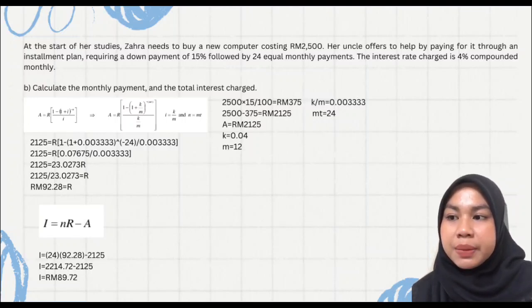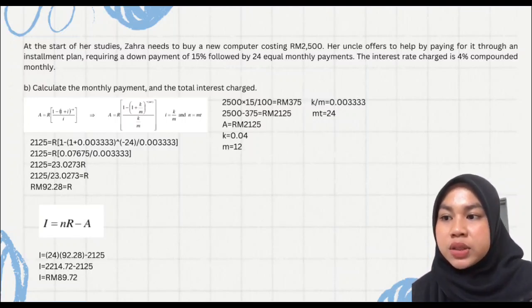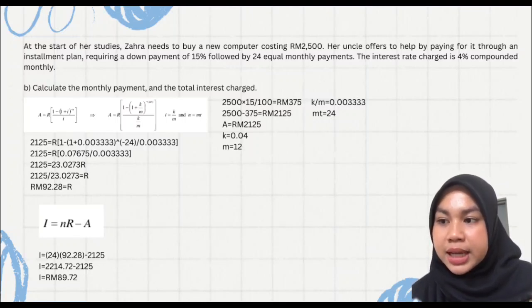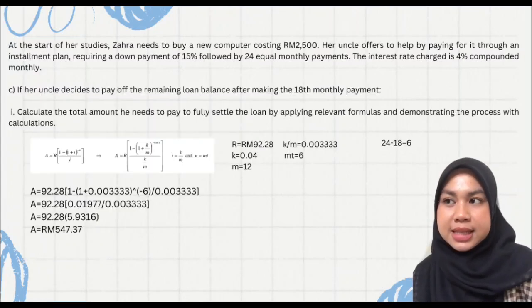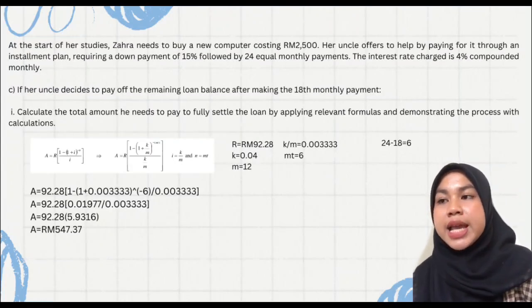I equals 24 multiply 92.28 minus 2,125. I equals 2,280.72 minus 2,125. I equals 98.72.